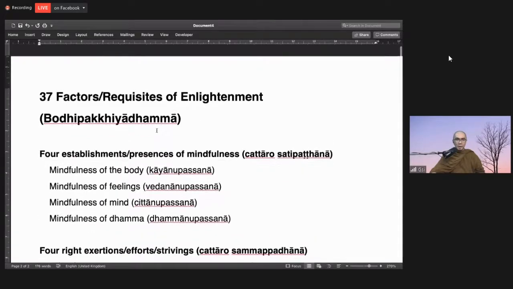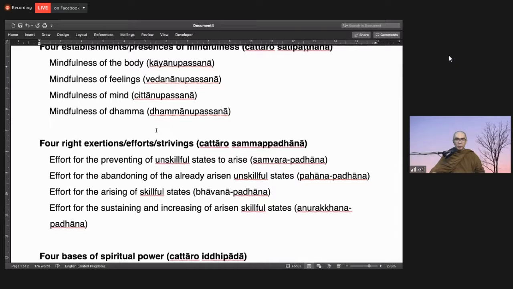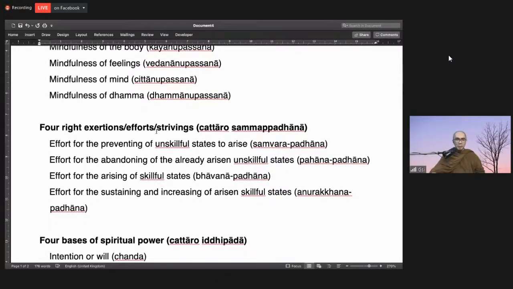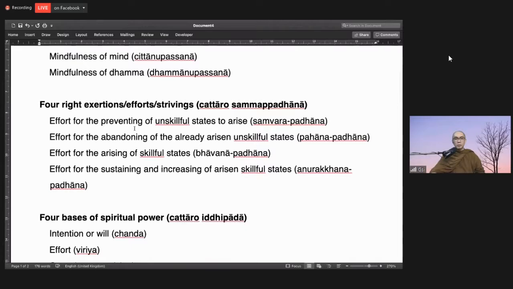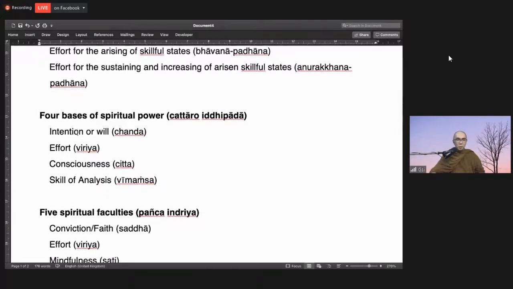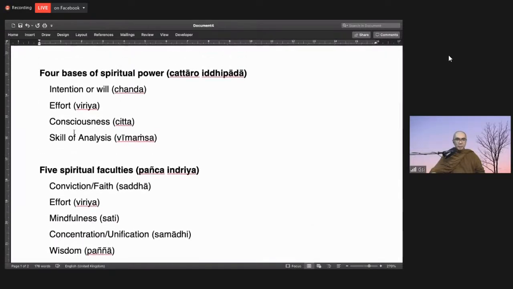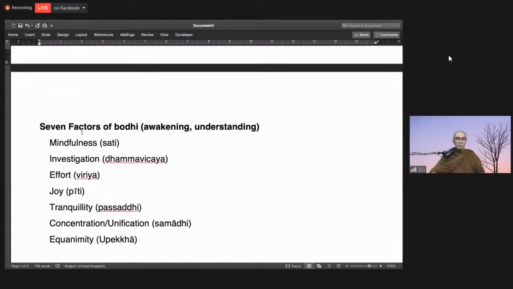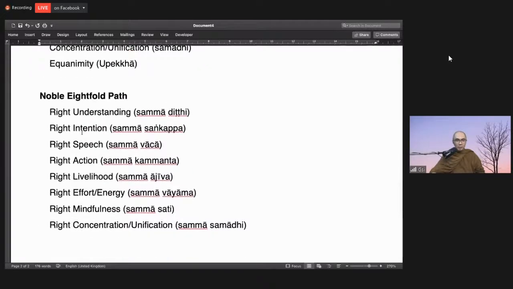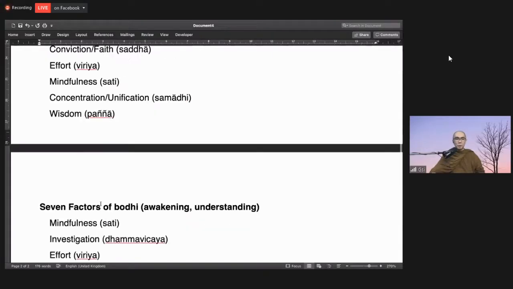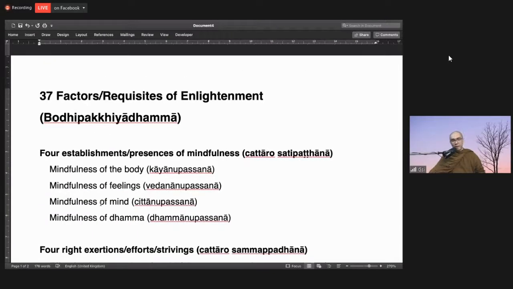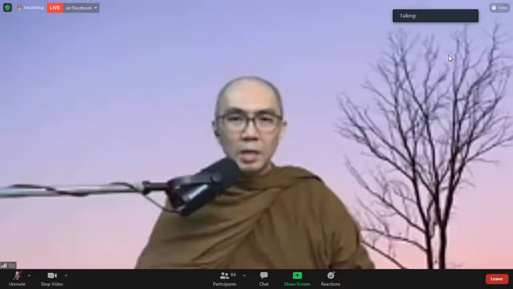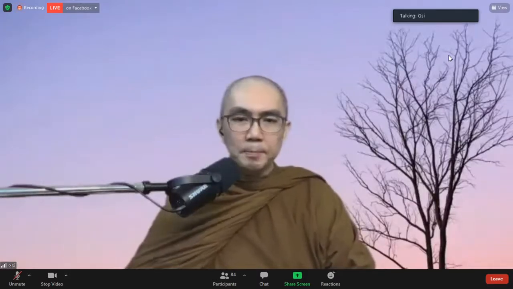The effort here is mentioned 9 times compared to the others, because within the four right exertions, and then under the bases of power, you also have one; under spiritual faculties you have one, powers also one, the 7 factors of enlightenment, and the Noble Eightfold Path also has right effort. So altogether there are 9 types of effort mentioned. Whether they are 9 types or not, they are all the same. Okay?